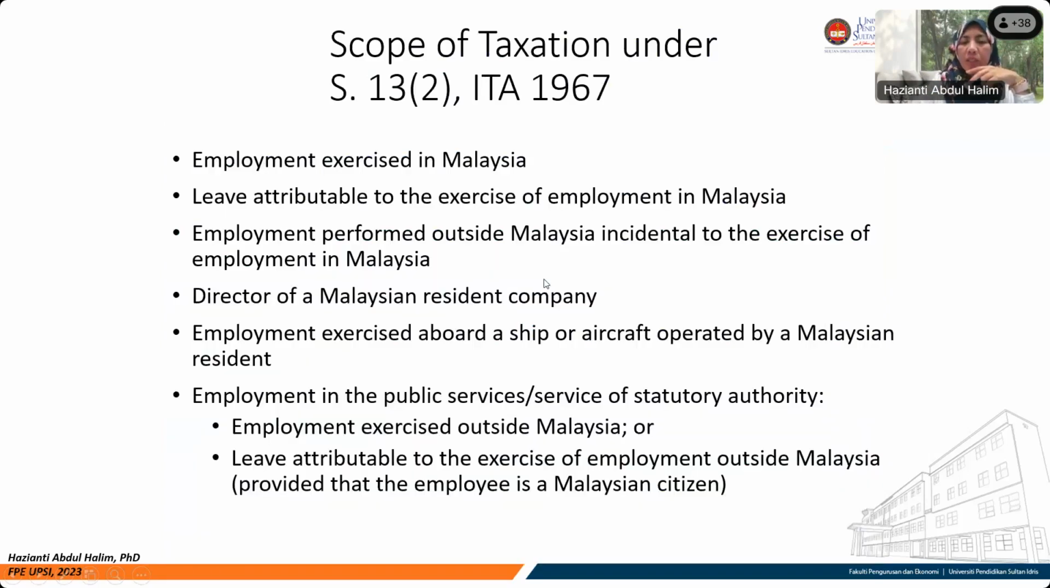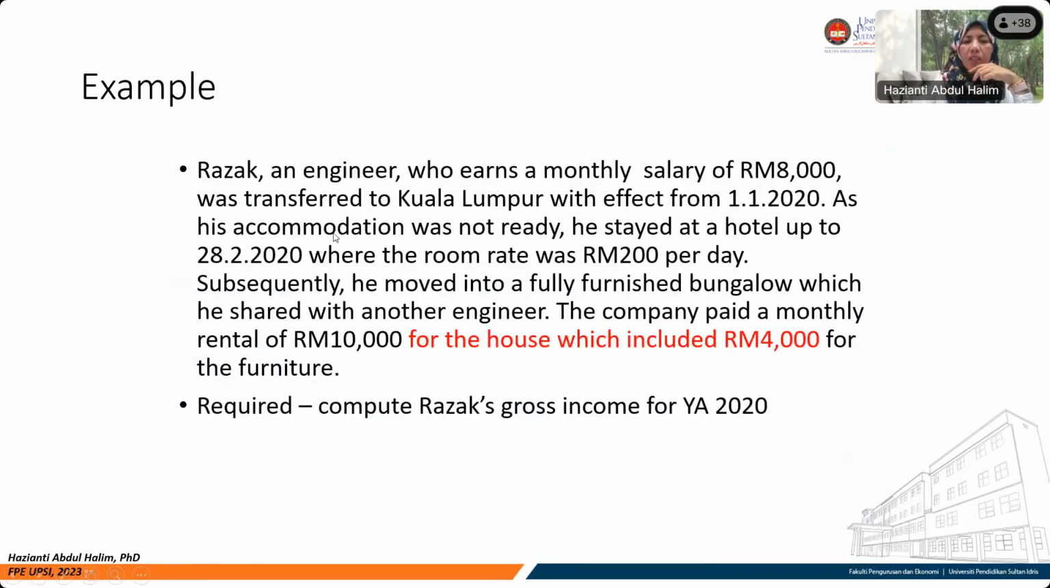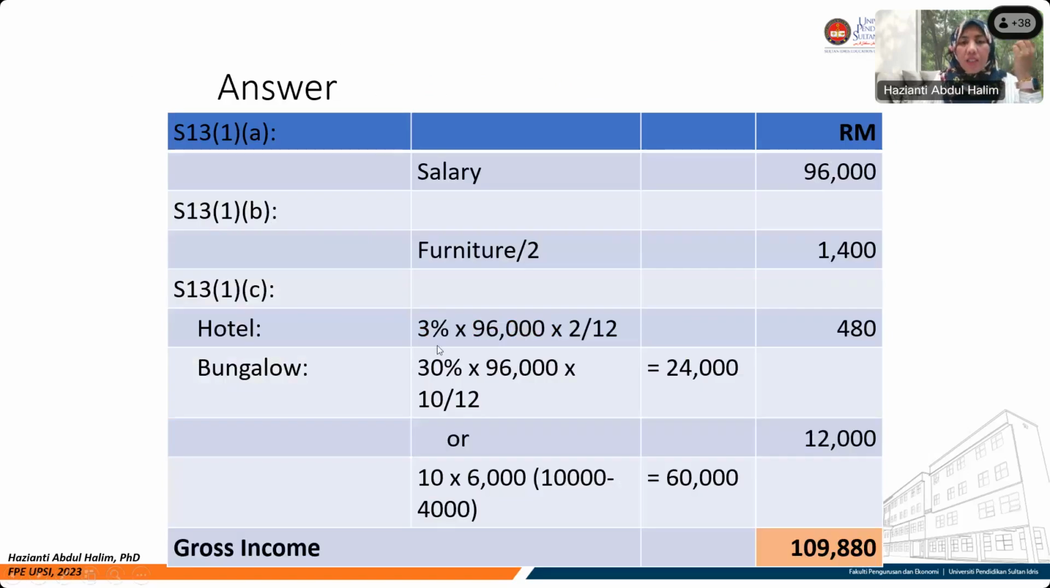Room rate hotel tu kita tak kira, walaupun kata dekat sini RM200 sehari, room rate dia, we don't care. In our calculation, kita just ambil 3% times 96,000. That times 2/12 sebab dia duduk 2 bulan sahaja. So 480. Nampak tak? For hotel kita tak ada compare. You do not have to compare with defined value on 200 tu, tak payah. 3% je, terus bawa ke sini.